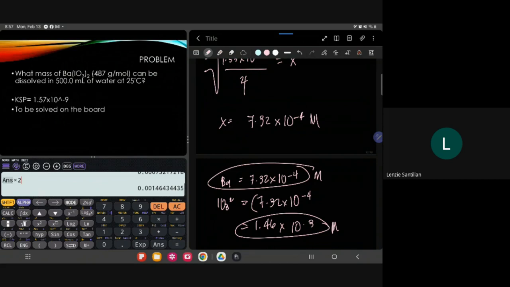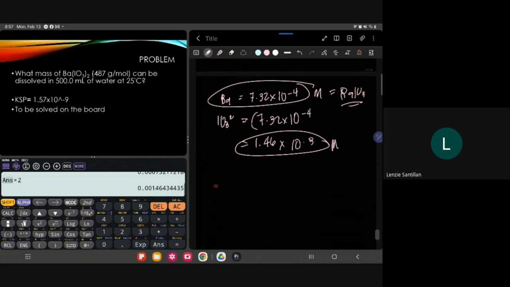Anong tanong dyan? What is the mass of your barium iodate? And since barium is equivalent to barium iodate, meron na tayong value ng molarity. Guys, ano bang kulang kanina? Ano yung tinatanong natin? Yung mass. And hindi natin masolve yan kasi wala tayong value ng molarity. Tama? Anong formula ng molarity? Molarity is equal to gram over molecular weight over liter.